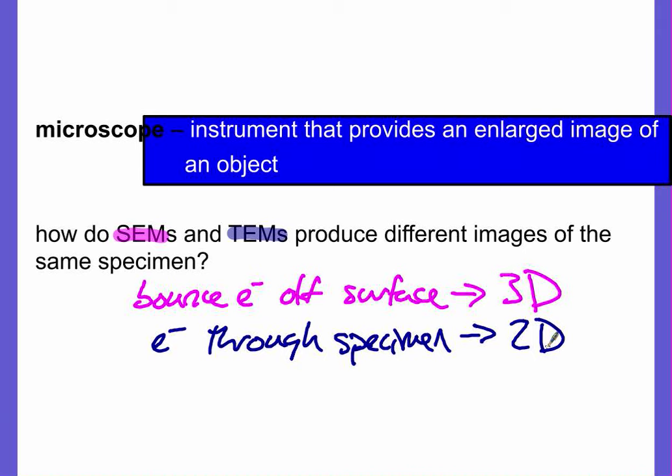Right, so one of them bounces electrons off the surface, you end up with the 3D picture. The other one sends the electrons through the specimen, and you end up with a 2D picture. But one key also that you should throw in with that transmission electron microscope is you're probably going to end up with a much higher magnification as well, because you can see things that are smaller and smaller in that technique.